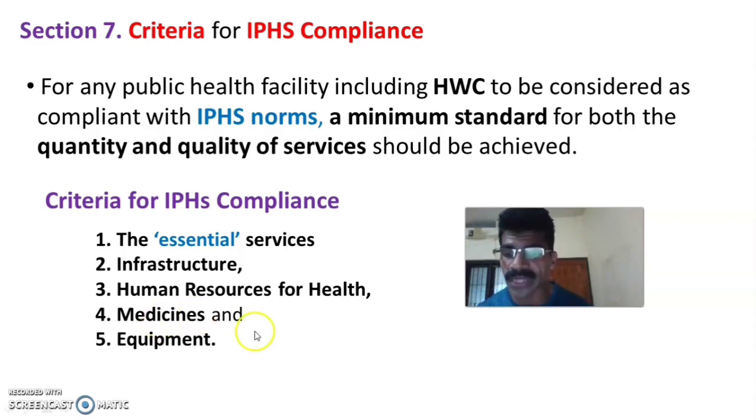So medicine is another minimum criterion, and the last one is equipment. To render quality and quantity services from the different health and wellness centers, they should have adequate equipment. What the minimum or basic equipment necessary for the health and wellness centers are, is given in detail in the IPHS criteria or IPHS 2022. So these are the 5 important criteria to be fulfilled by the health and wellness center to comply with the IPHS norms and standards.